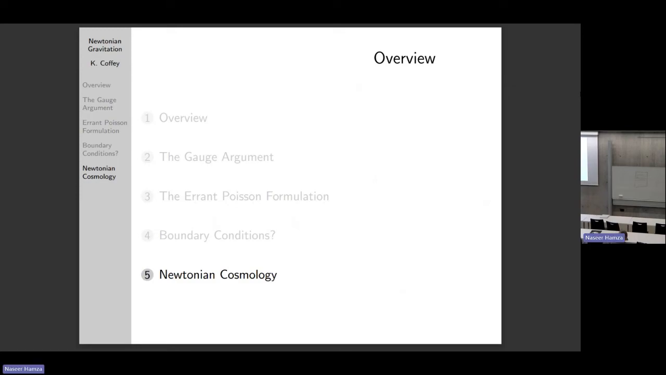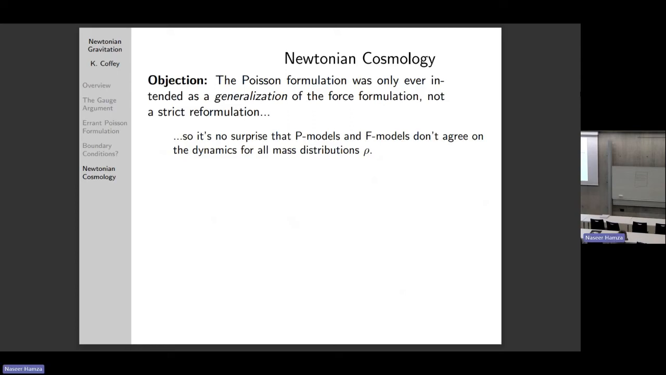there's another sort of response someone might give to this argument. And that is to say, look, I'm really taking this too seriously, right? The Poisson formulation was never intended to be a strict reformulation of Newtonian gravitation theory. It was always intended to be a generalization of the force formulation, right? And so it's no surprise that there's going to be some disagreement between what counts as a P model and what counts as an F model for certain mass distributions.